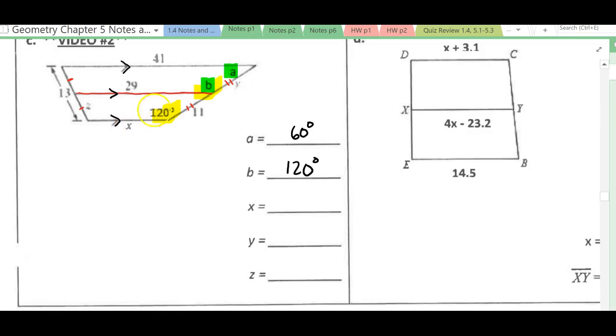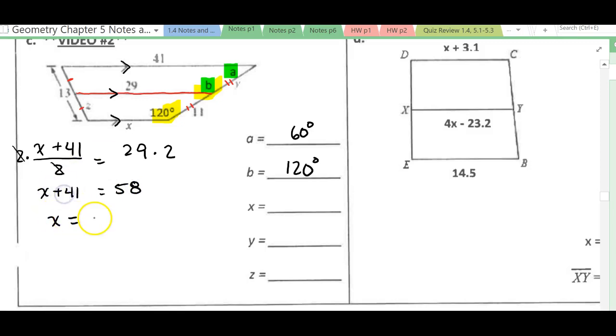X is the lower base of this trapezoid. And we know that the mid-segment is the average of the two bases. So if I wanted to find the average of the bases, I would add them up, X plus 41, and divide by 2, and we know that would have to equal 29. So let's go ahead and solve that. I'm going to multiply this side by 2, and I'm going to multiply this side by 2 so that those cancel out. And I have X plus 41 is equal to 58. And if I subtract 41 from both sides, I get that X is 17.